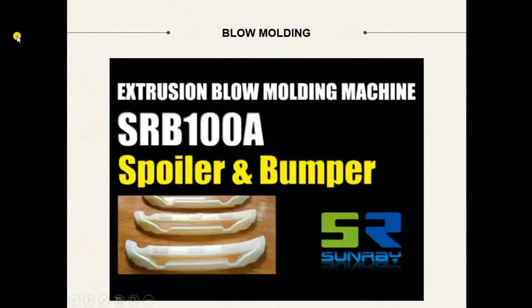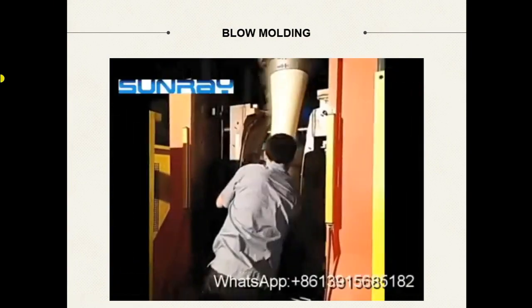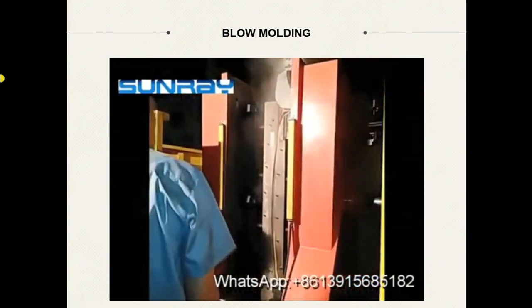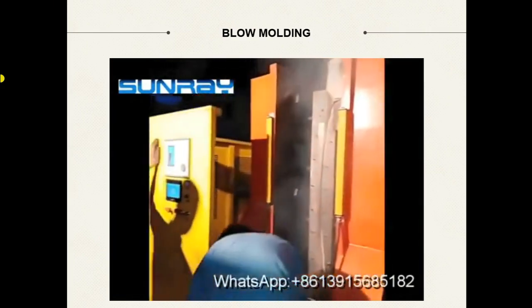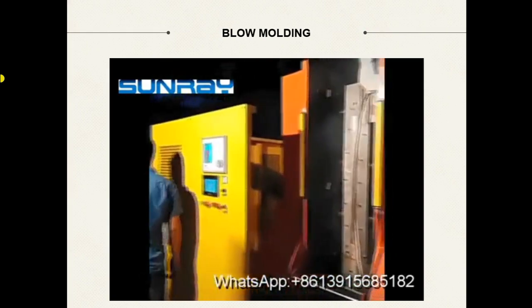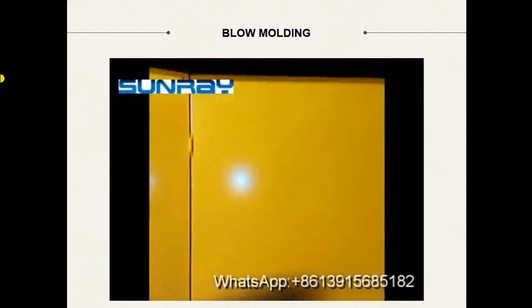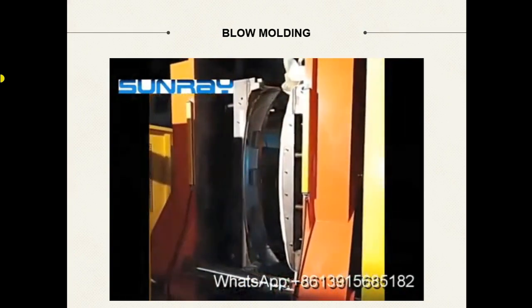This is an example of blow molding process for car bumper. This is the parison, and then the mold will be clamped together, and then the air will be passed through it. And then once it has finished molding, it will be cooled down, same as injection molding, cooled down to make the material harden, and at last it ejects out.